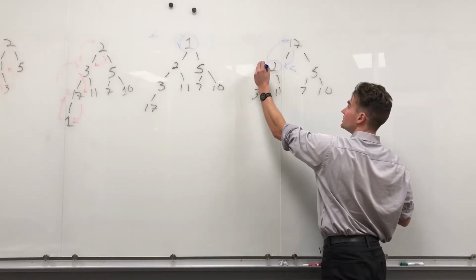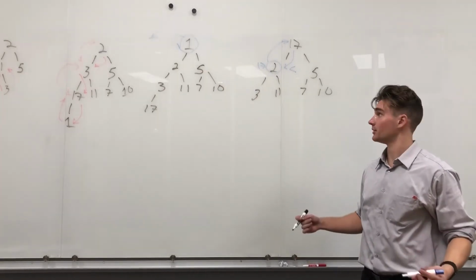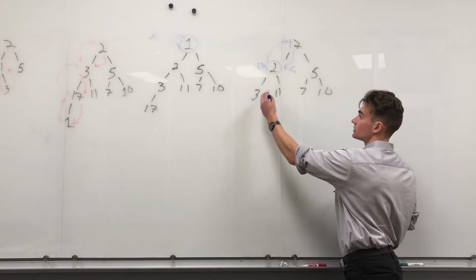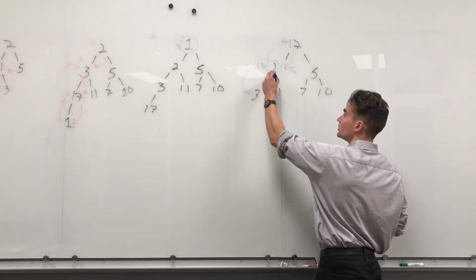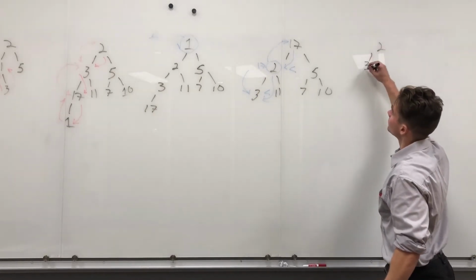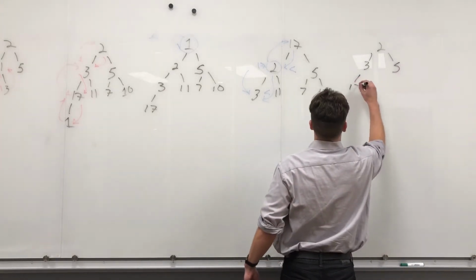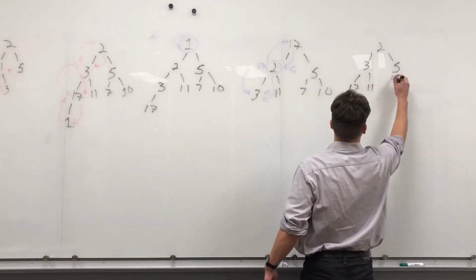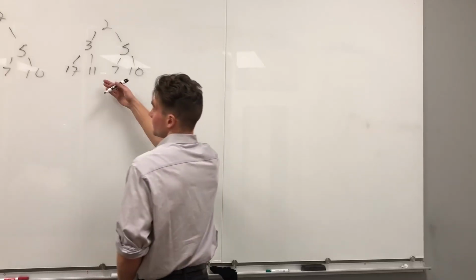Now 17 is here. We do the same thing. Lo and behold, both children have higher priority again. We do this little adjustment because 3 is less than 11, so we're going to switch these two. And finally, we draw it up: 2, 3, 5, 17, 11, 7, 10. So as an array, this right now is our min heap.